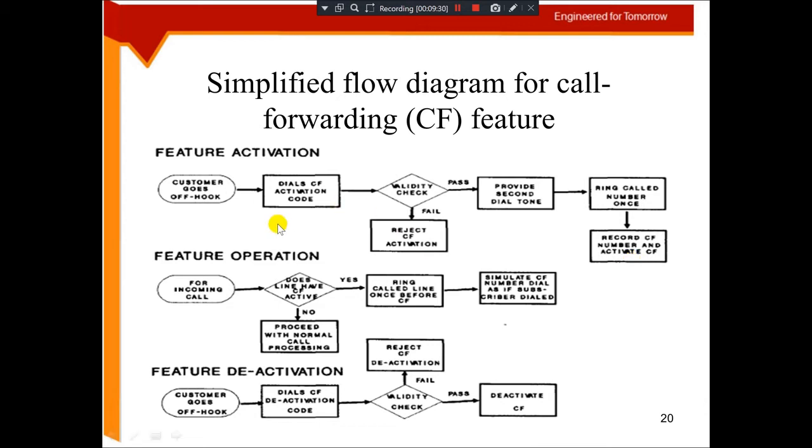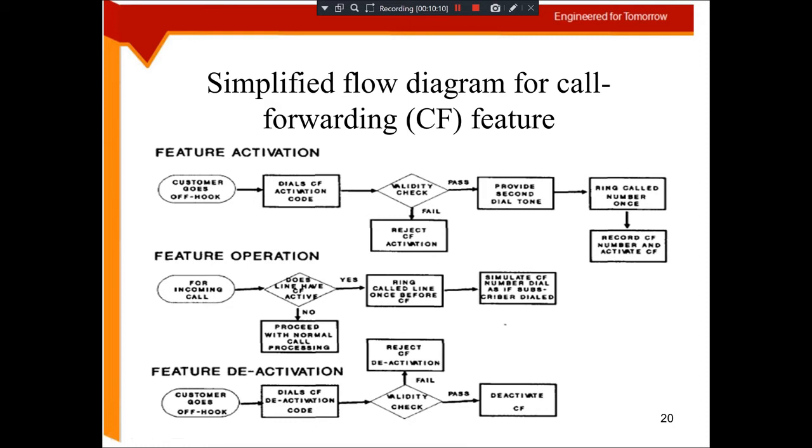Okay. The feature operation. How does the feature operation take place? For an incoming call, does the dialed line have the feature active? If yes, it goes further. If no, it proceeds with normal call processing. If yes, the called line rings once, then it forwards the call to the number dialed by the subscriber. How will it be deactivated? The customer goes off-hook and dials the deactivation code, and it checks for validity. If it fails, it will reject the deactivation. If it passes, it will deactivate call forwarding. Okay, that's how the call feature will be activated, operated, and deactivated.